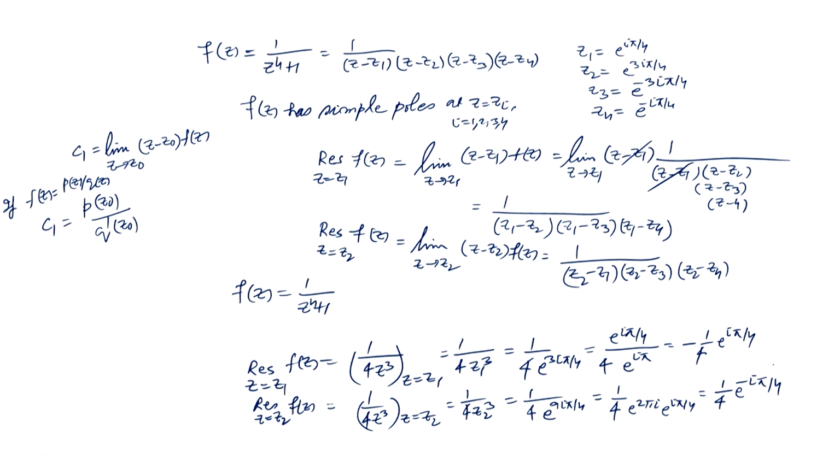So, you can see it is very easy to determine the residue if we differentiate the denominator and put the value of z. Okay. But here if you find the residue using this formula, then it is not easy to determine, because you have to put the values of z1, z2, z3, z4, then you have to multiply them and then you have to find the reciprocal of that. So, it is easy to determine this.